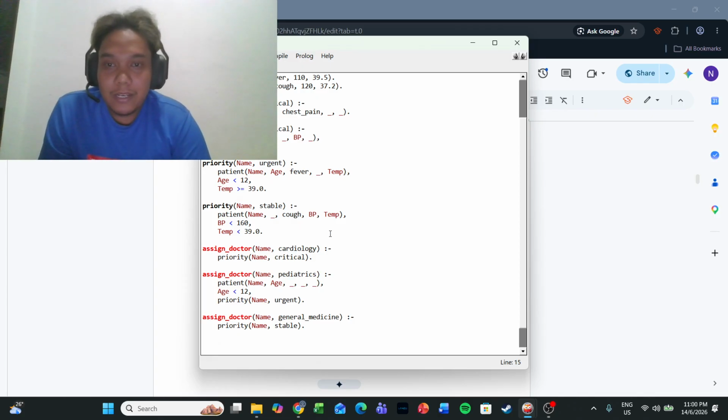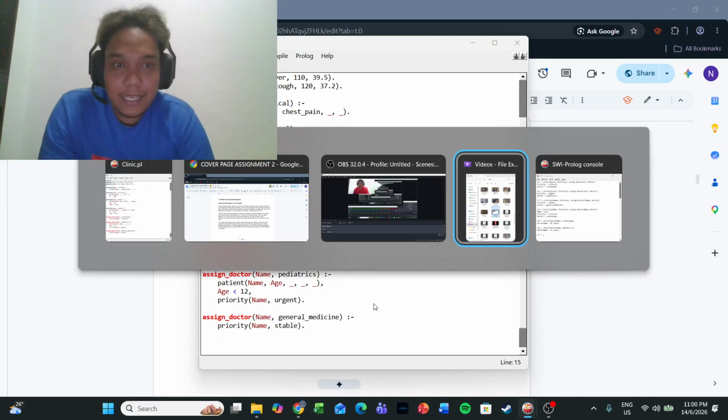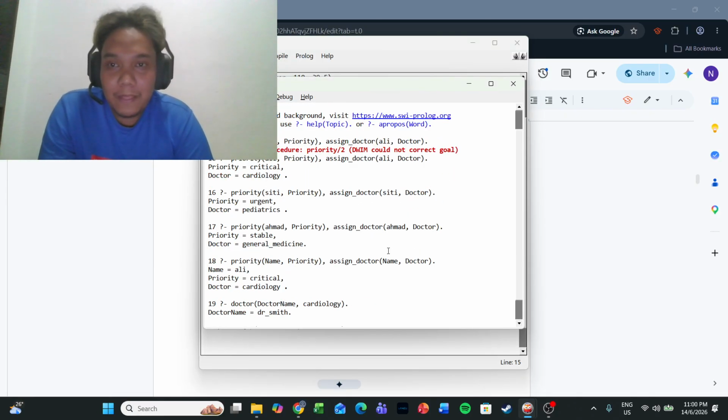All right, so we have three assigned doctor rules. For the first one, whoever the patient is critical, we will assign to them the cardiology doctor. And for the child patient, especially when the age is below 12, we will give them the pediatrics doctor. And lastly, when the patient is stable, we just assign to them the general medicine. All right, so now we will continue to our test case.